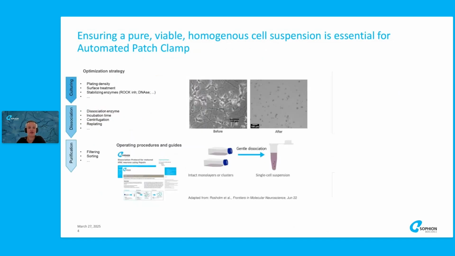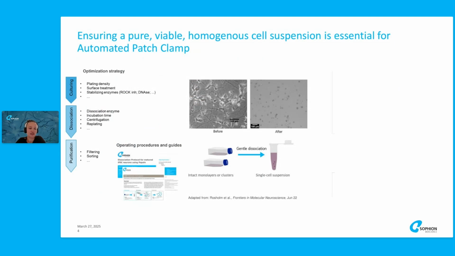Then, when you want to record neurons with automated patch clamp, a very crucial step is that you have to dissociate the neuronal network into a pure and viable and homogeneous cell suspension. This process is challenging and it often requires optimization.